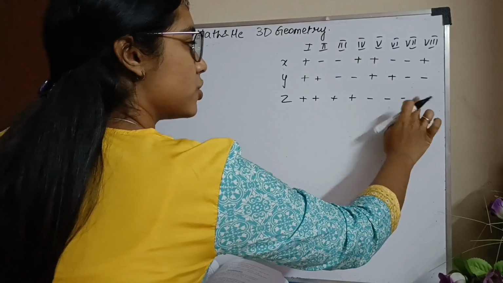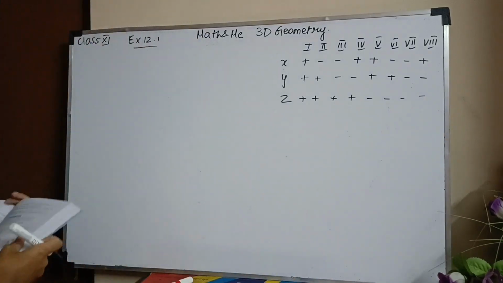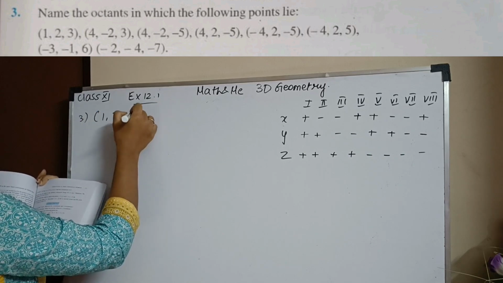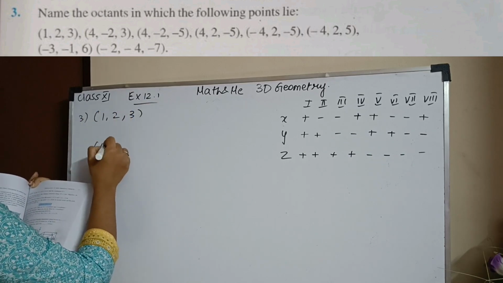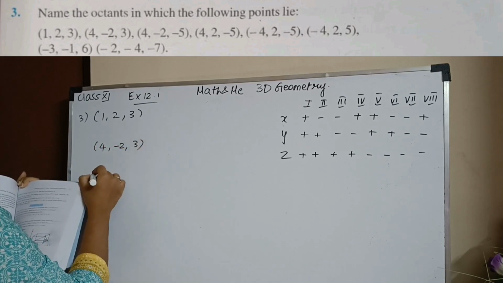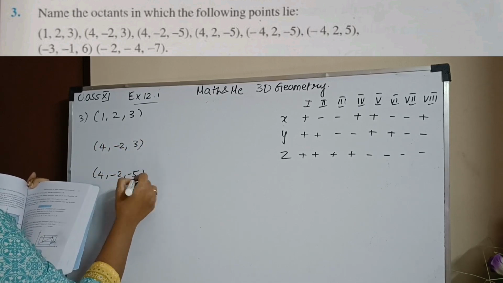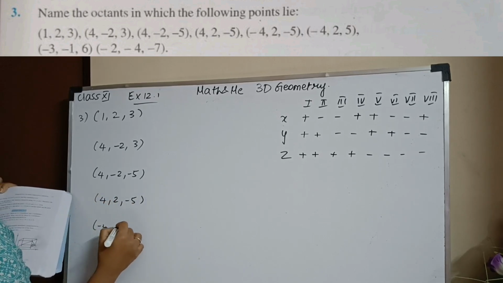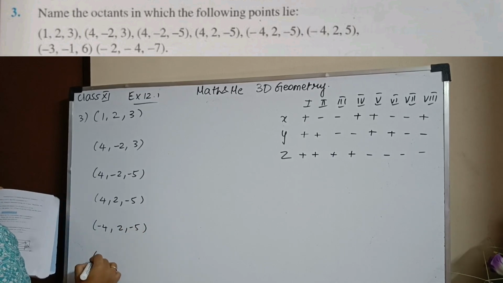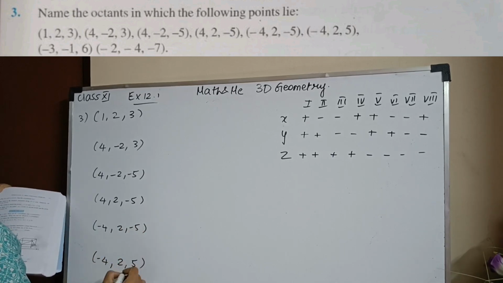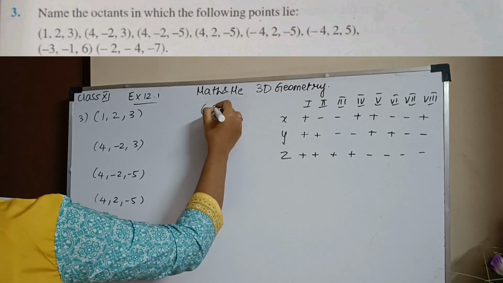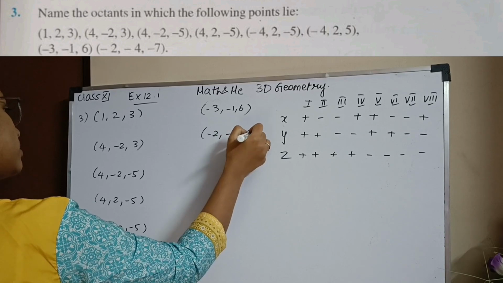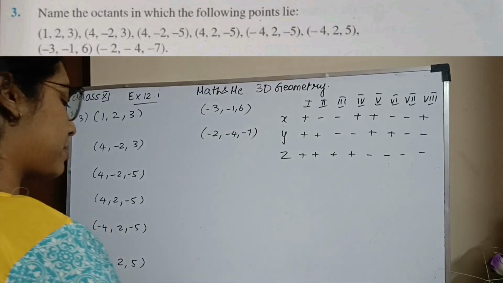Okay. So let me now solve the questions. I'll first write down whatever I have. Question number 3. The points are (1, 2, 3), (4, -2, 3), (4, -2, -5), (4, 2, -5), (-4, 2, -5), (-4, 2, 5), (-3, -1, 6), (-2, -4, -7). Okay. So these are my points.